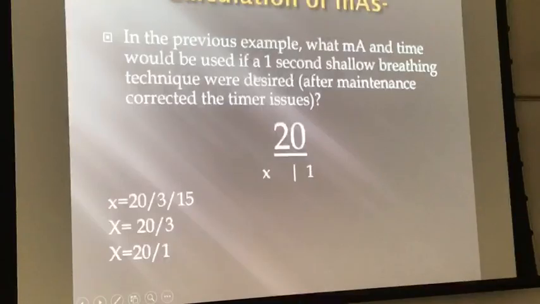All right. So again, in the previous example, what mA and time would be used for a 1 second shallow breathing technique? So you're using the same technique, but now you've got a situation where maybe you're shooting a sternum. You need to utilize the patient's motion, so you need a 1 second exposure. Again we'd be using reciprocity. So we would decrease our mA station down to 20, and we'd have a 1 second exposure to again arrive at 20 mAs.